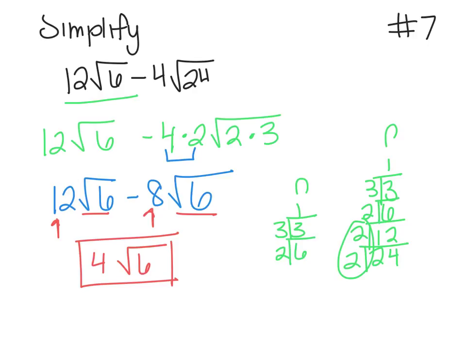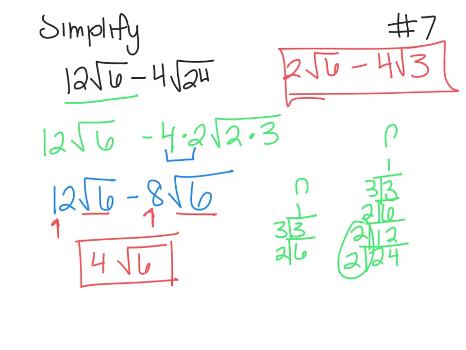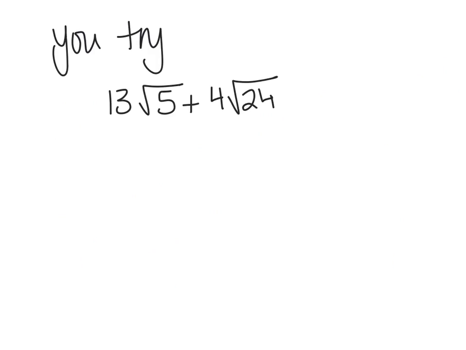Now, suppose I had something like 2 rad 6 minus 4 rad 3. If I simplified it down as far as I can, and that was my final answer, then I would leave it because what's inside the radical is not the same. So I cannot combine them into one. You try a problem that looks like this.